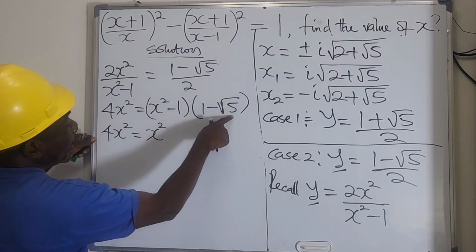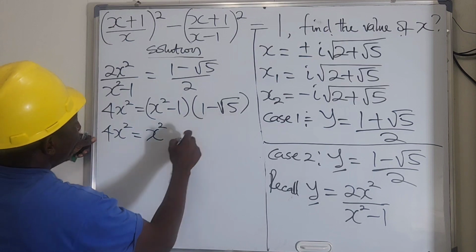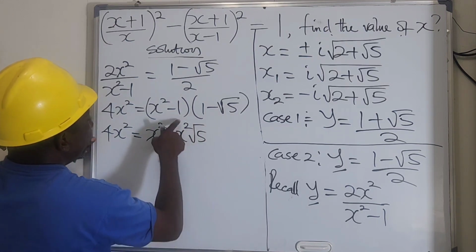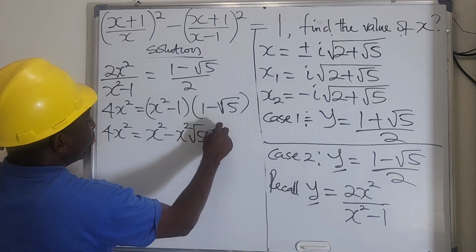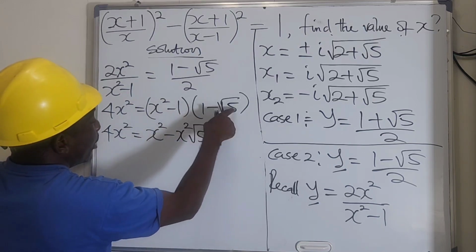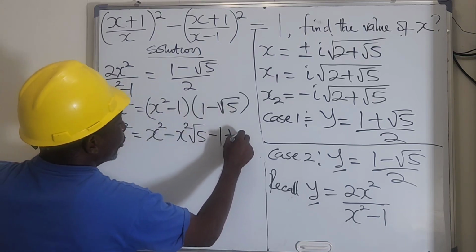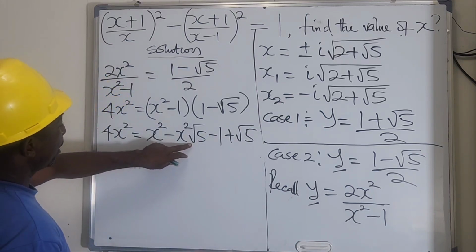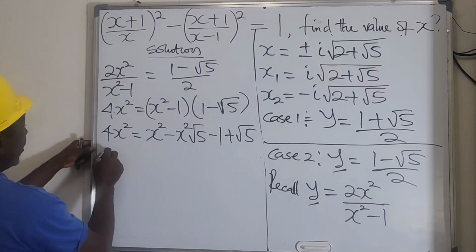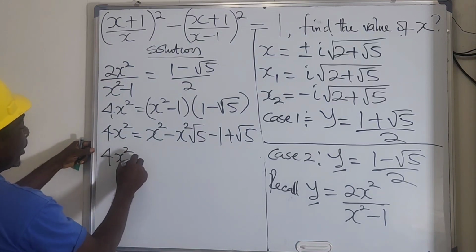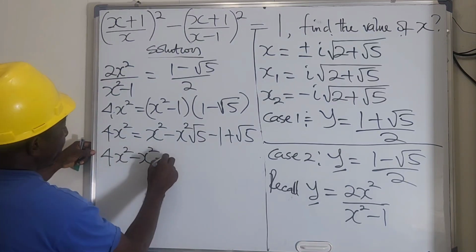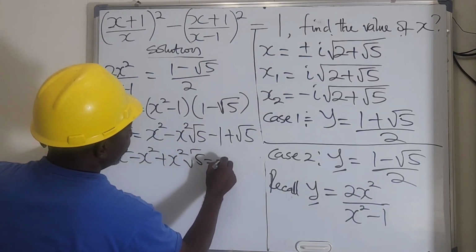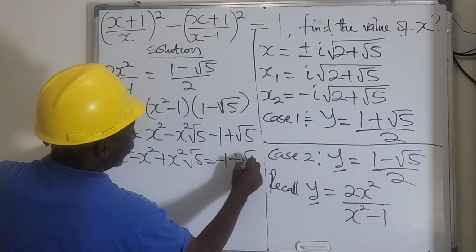Then we have x squared times minus root 5 will give us minus x squared root 5. Then minus 1 times minus 1 will give us minus 1. Then minus 1 times minus root 5 will give us plus root 5. So in this case, what we are going to do is to transfer this to this other side. We have 4x squared minus x squared plus x squared root 5 equals minus 1 plus root 5.